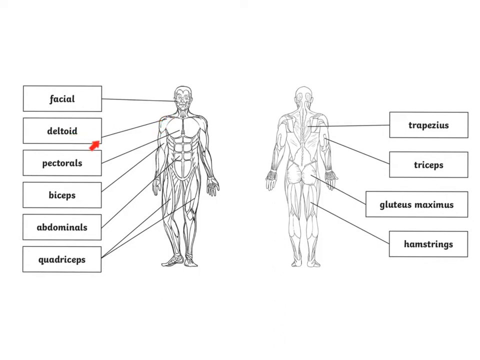Deltoid, which are in your shoulders. Pectorals, which are in your chest. Biceps, that are at the top of your arm at the front. Abdominals, which are in your tummy. And quadriceps, which are in your legs at the top. At the back of us, we've got the trapezius, which is a muscle at the back, our triceps, which are at the back of our arms, gluteus maximus, which is our bottom, and then your hamstrings that are at the back of your legs as well.